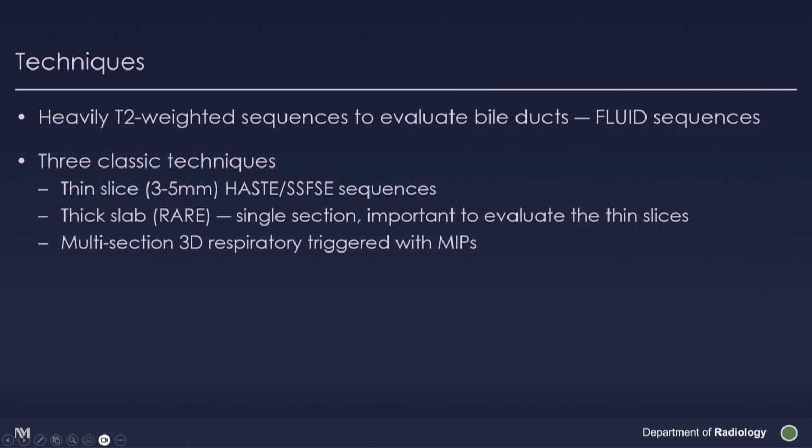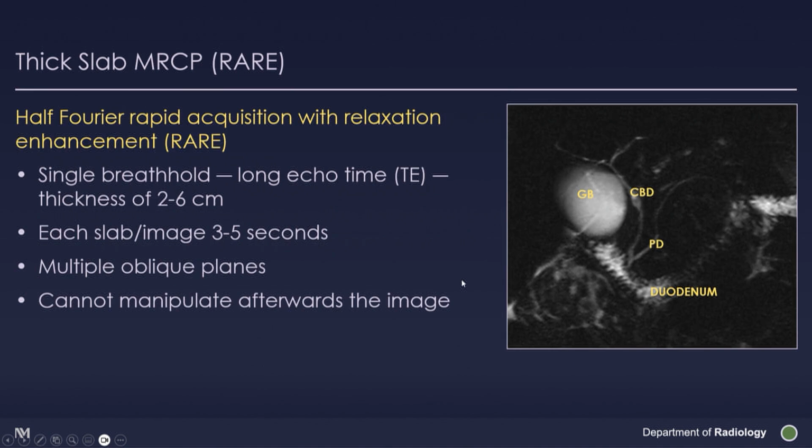How do we do the MRCPs? Well, it's basically fluid-sensitive techniques, so we're going to be using T2-weighted images. We use a combination of a variety of techniques. Certainly, we use the thin-slice single-shot techniques, depending on your vendor. We use a thick slab RARE technique often, but it's important, as I'll illustrate, to look at the thin slices. We also use either navigator-triggered or, some people use, respiratory-triggered MRCP with MIP images to get beautiful images.